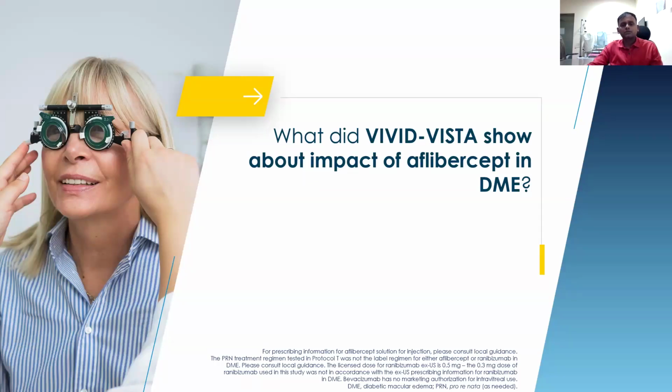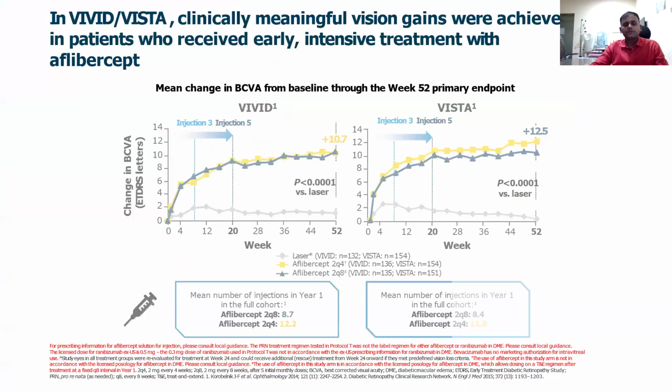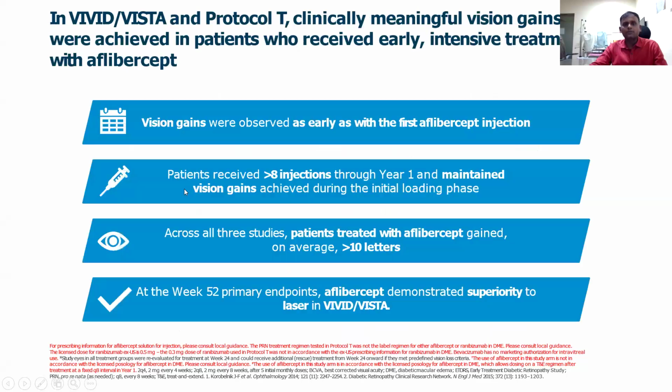Basically, this study was to study the safety and efficacy of two dosing regimens of intravitreal aflibercept with macular laser. There were two groups. One group received 2 milligram every 4 weeks, and the other group 2 milligram every 8 weeks after 5 monthly doses. The mean BCVA gain from baseline to week 52 in the groups was seen. Improvement was observed from the first aflibercept injection. Patients received more than 8 injections through year 1 and maintained vision gains achieved during the initial loading phase.